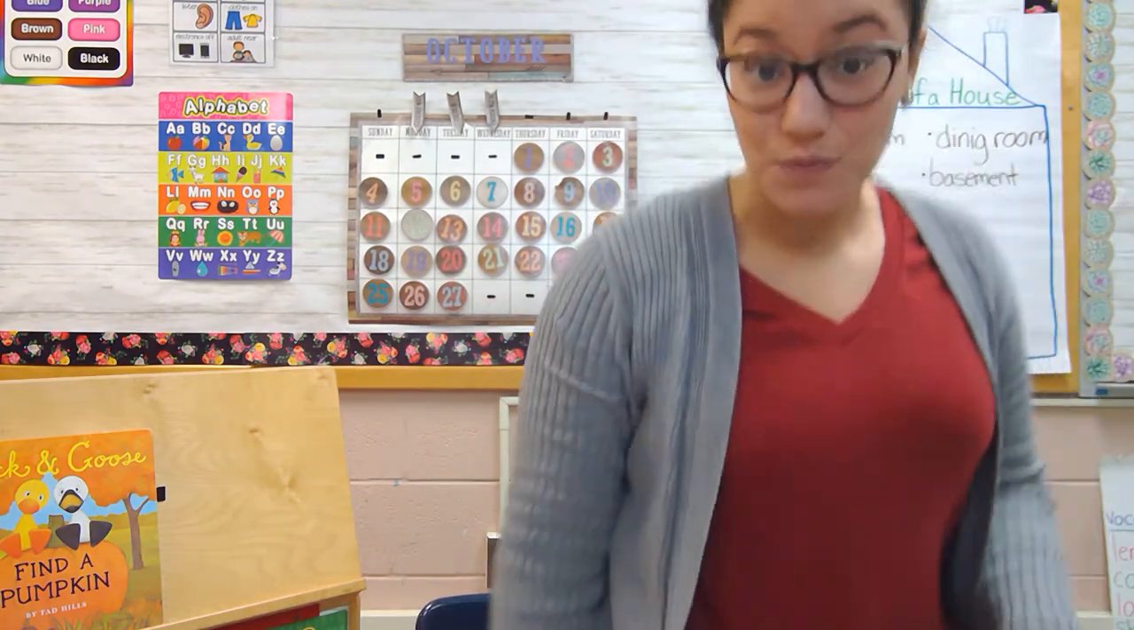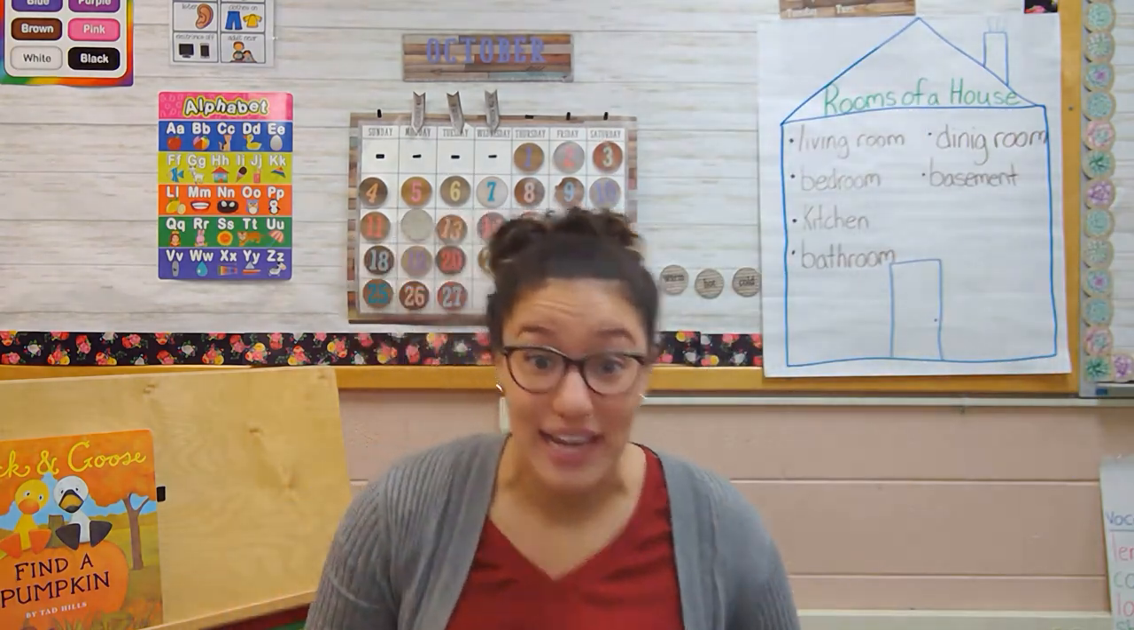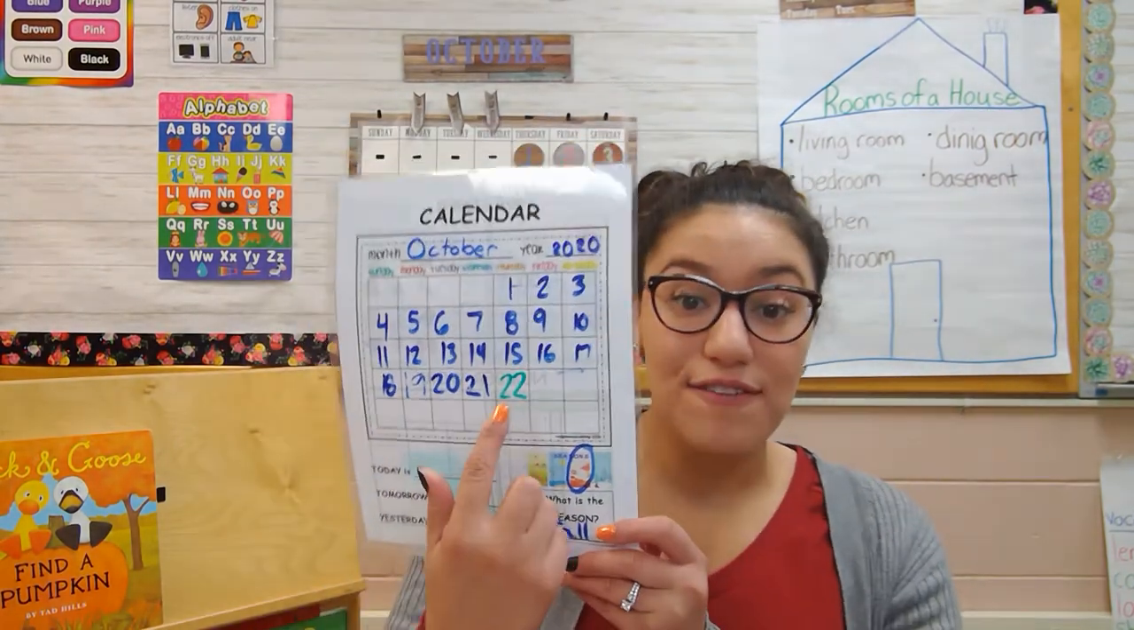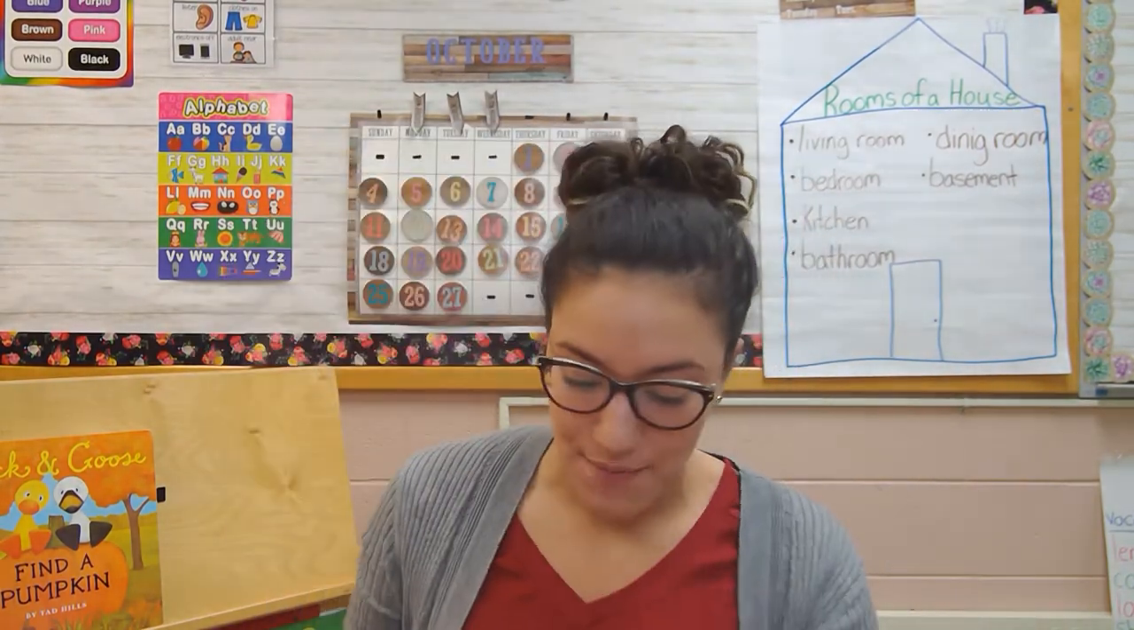1, 2, 3, 4, 5, 6, 7, 8, 9, 10, 11, 12, 13, 14, 15, 16, 17, 18, 19, 20, 21, 22, 23, 24, 25, 26, 27. Today is the 27th. Now, since we had a long weekend, we have to catch up on our calendar, okay? We left off on the 22nd, okay? So we need to move to the 22nd.